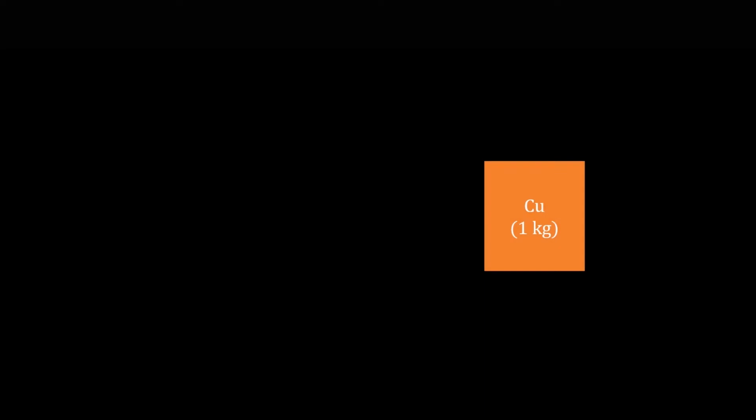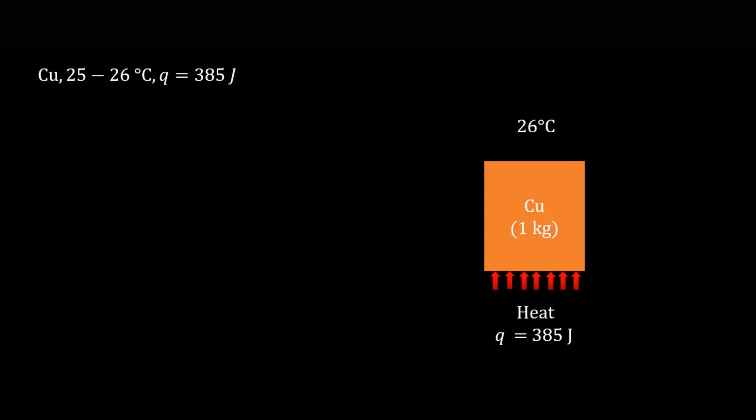Let's take a kg of copper. It is at 25 degrees Celsius. We supply heat such that it goes to 26 degrees Celsius. The amount of heat supplied for 1 degree increase Q is 385 joules. So copper goes from 25 to 26 degrees Celsius, taking 385 joules.